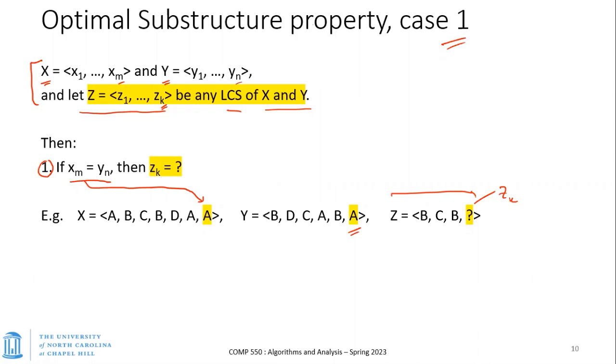So what can you say about Z sub k? So Z is an LCS of both of these, and the last characters of both of these happen to be the same. Z sub k would be equal to A in this case, right?